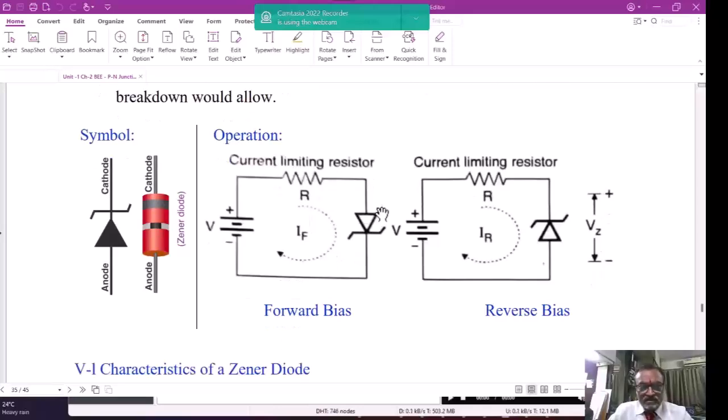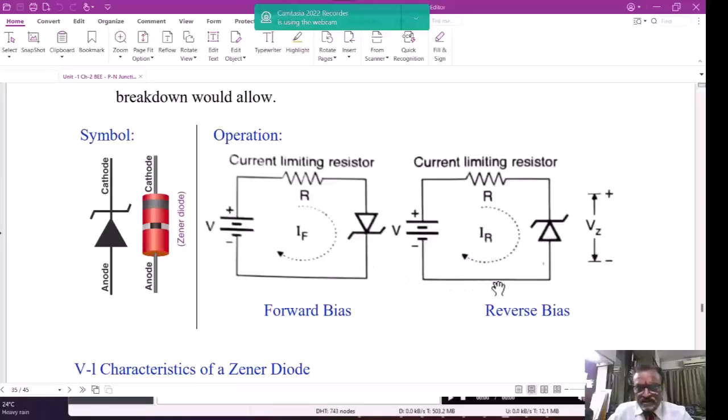A Zener diode can normally be operated in reverse bias, as shown in the second figure. See here, the anode is connected to the negative terminal and the cathode is connected to the positive terminal of the supply through a current limiting resistance. Whereas in forward bias, the Zener diode works as an ordinary diode, and therefore we are not discussing the operation of the Zener diode in the forward bias region, because it is the same as another general purpose PN junction.